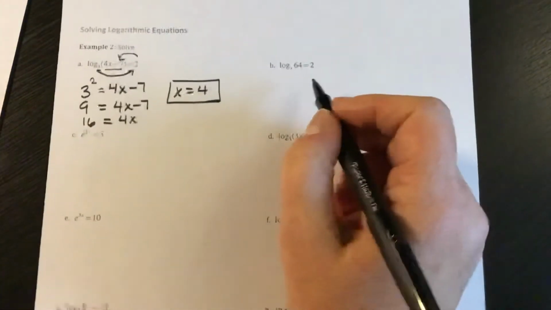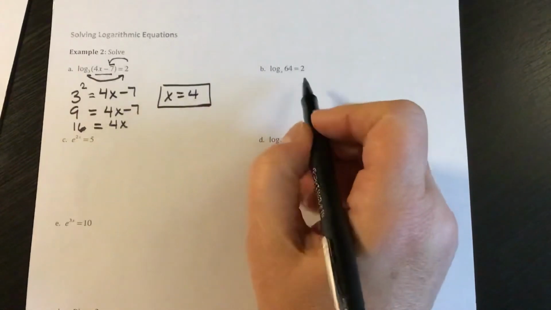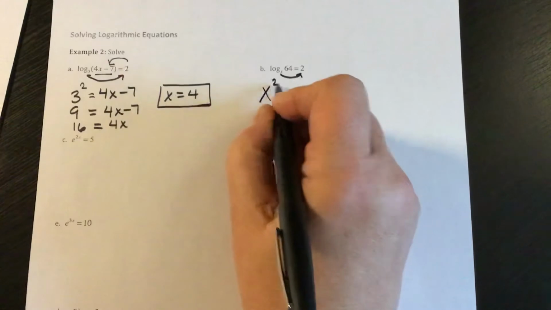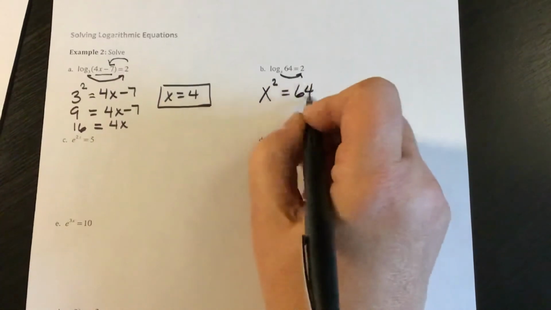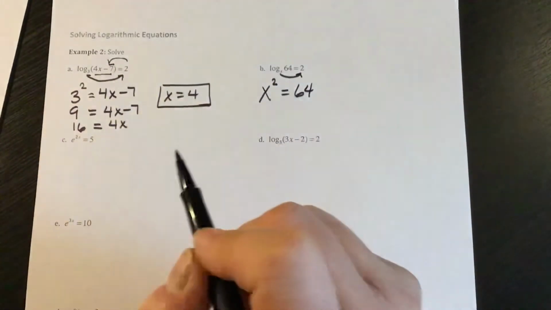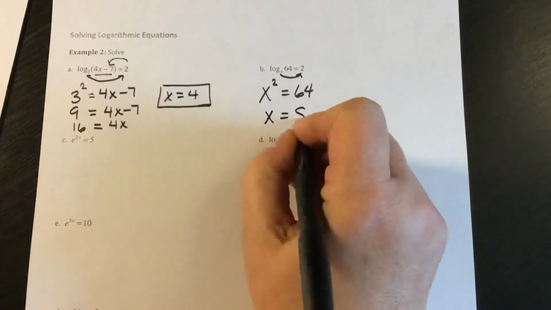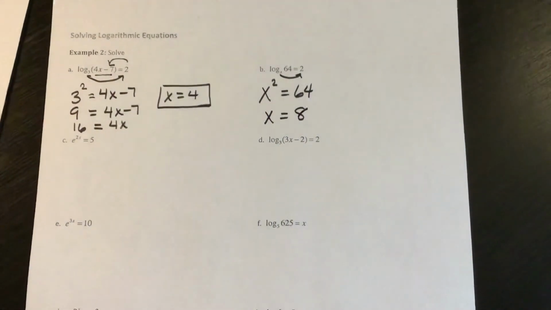All right, here's another one. Write the exponential sentence. So I have x to the second power equals 64. And I'm just looking for the number that I can square that gives me 64, and that is 8 if I square root both sides.